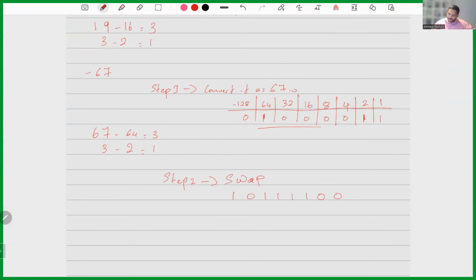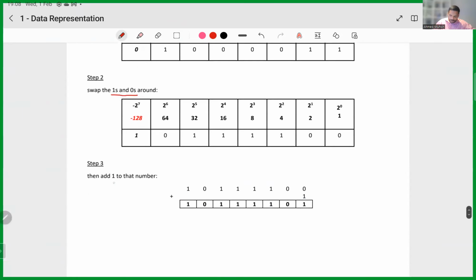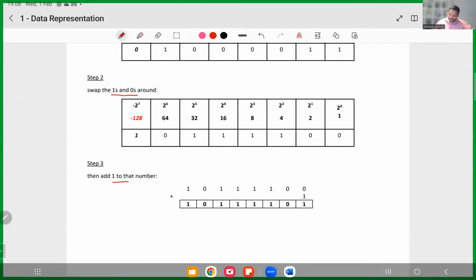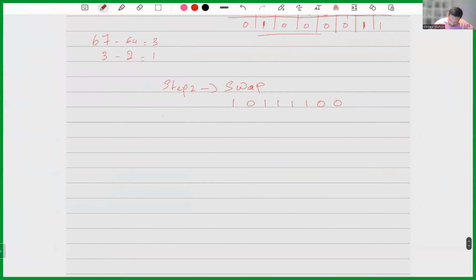That's step number 2. Step number 3 goes on to say add 1 to the number. The number that you just swapped, add 1 to it. So let's do that. Step number 3, which is add 1. Let's see how much it comes to. 0 plus 1 is 1, then 0 1 1 1 1 0 1. This is the result that we get after adding 1 to it.